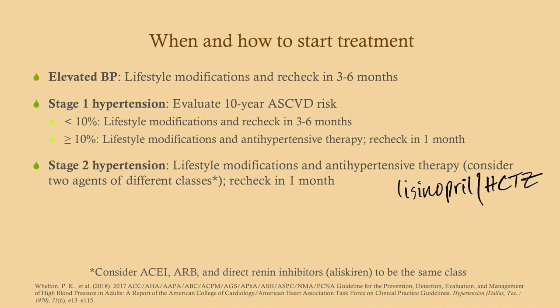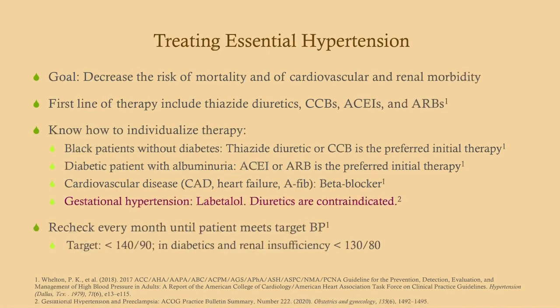And by the way, when I say different classes, be sure to remember that all the drugs that interfere with the renin-angiotensin-aldosterone system, so ACE inhibitors, ARBs, direct renin inhibitors like aliskiren, you can consider those the same class. So you would never, ever, ever use an ACE inhibitor with an angiotensin receptor blocker, for instance.